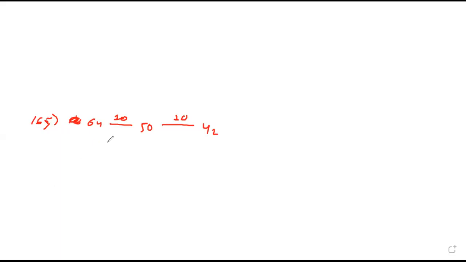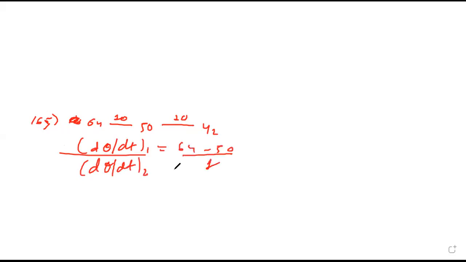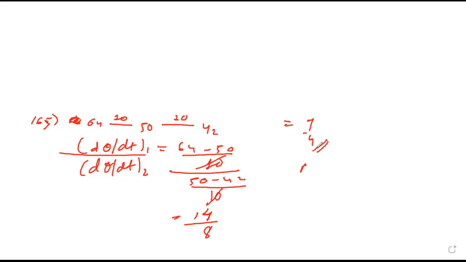So ratio of fall of temperature means d theta by dt in first case upon d theta by dt in second case. By Newton's law of cooling, this is difference in temperature upon time divided by 50 minus 42 upon time. So this will become 14, 10, 10 will get cancelled. 14 upon 8 equals 7 by 4. So ratio is 7 by 4. That is B option. All sums are important for your exam as well as for entrance. So that's why I started reverse.